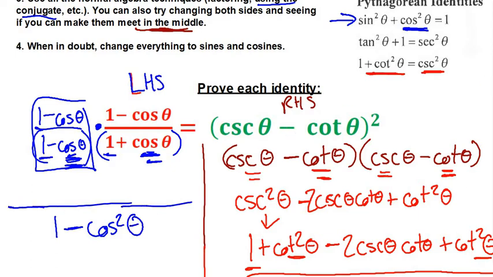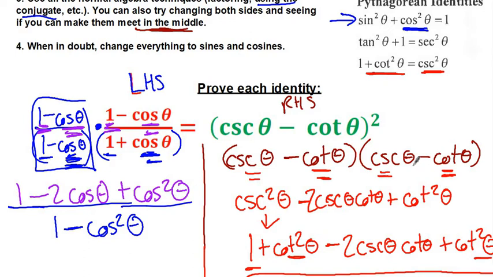The top is going to equal, when we FOIL the top, we have 1 times 1. We have 1 times negative cosine, and then 1 times another negative cosine. That's going to be minus 2 cosine, combining the outside and inside terms. And then we have negative cosine times negative cosine is positive cosine squared.